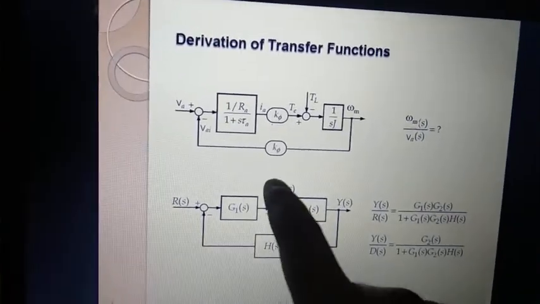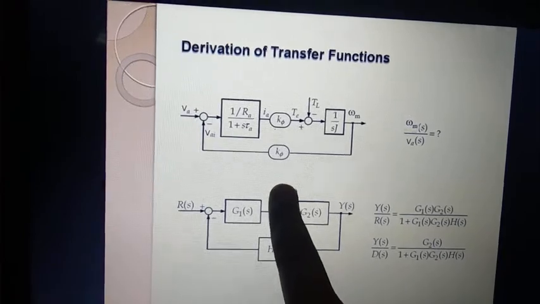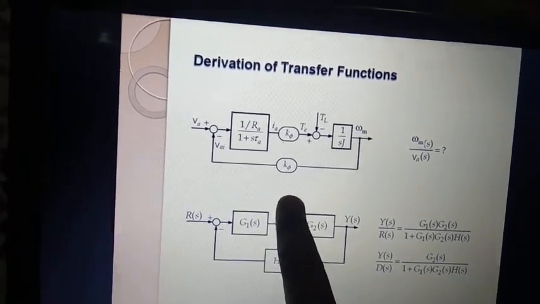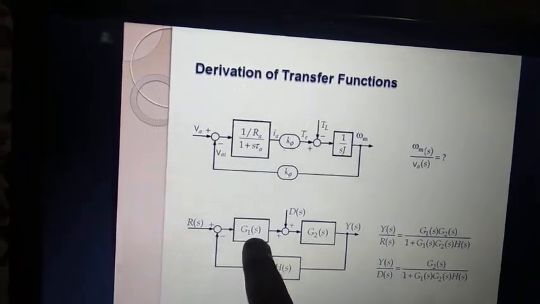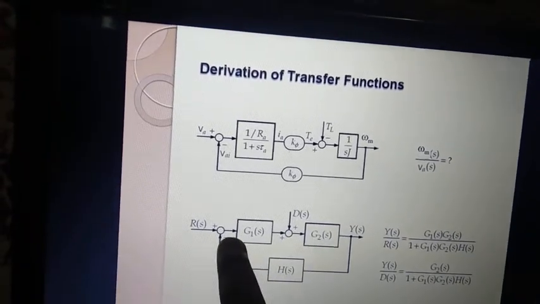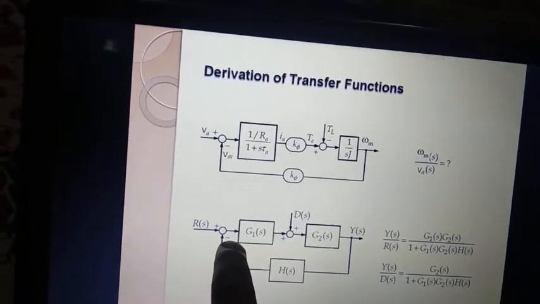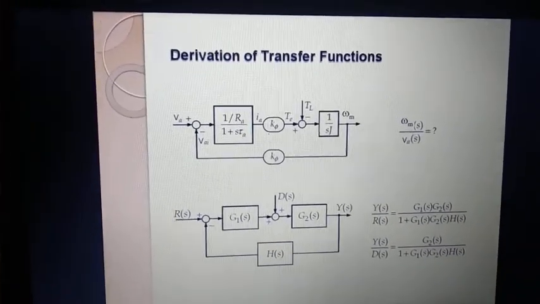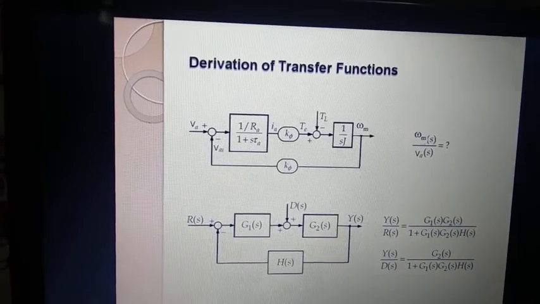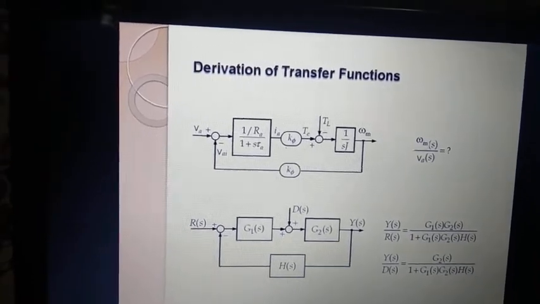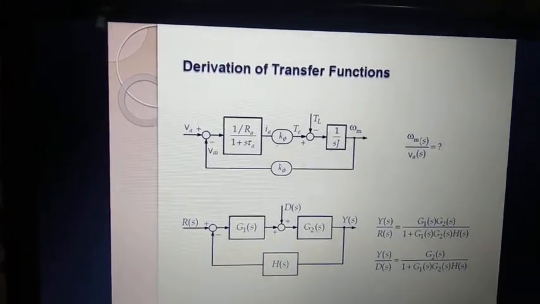So when we ignore D(s), the transfer function will be Y(s) upon R(s) equals G1 into G2 upon 1. Here the sign will be minus, but when we solve, it becomes plus. So it is 1 plus G1 G2 into H(s). I think it will be clear to all of you. Is it okay?